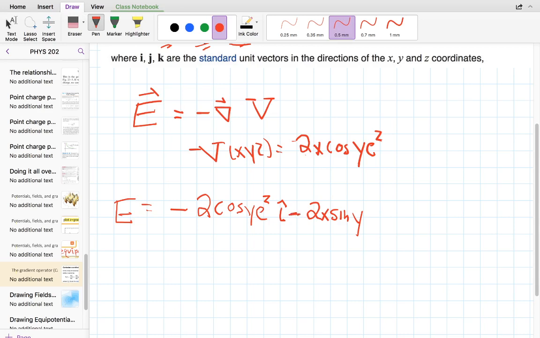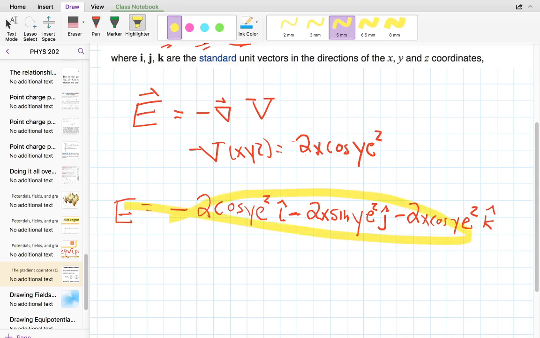Minus e to the z in the y direction, which we usually write as the j hat unit vector, minus 2x cosine y e to the z in the k or the z hat direction. And that's a three-dimensional vector field that would tell you, given this electrical potential in three-dimensional space, what is the electric field vector at any point in space x, y, and z, and what directions does it point.